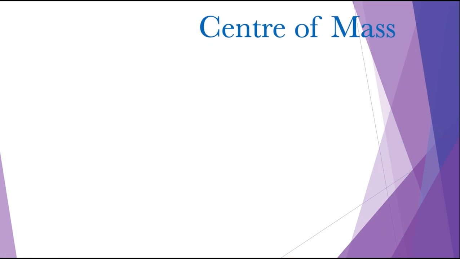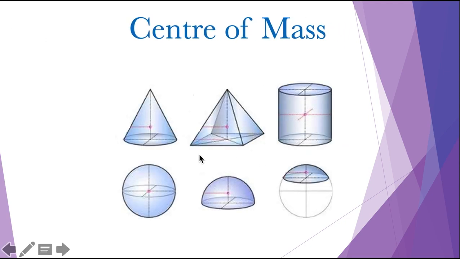So here we have some objects and their centers of mass. So we have a conical shape. This has a center of mass right over here. A sphere, something like this, has a center of mass here. We have a pyramid as well. So these are some different interesting shapes and their centers of mass.